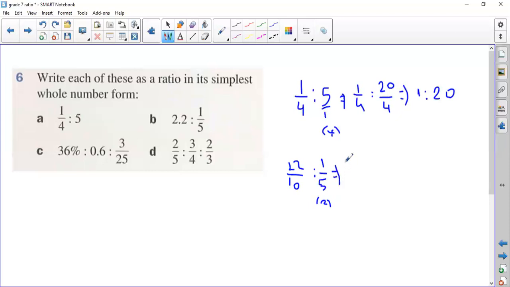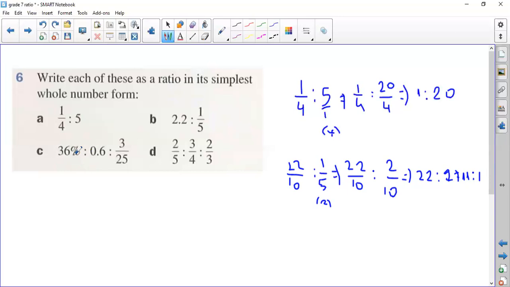So the new ratio will be 22 over 10, okay, to 2 over 10. So since the denominators are equal, 22 to 2. Again, this one can be simplified by 2. So this ratio will be 11 to 1. Okay, 11 to 1.